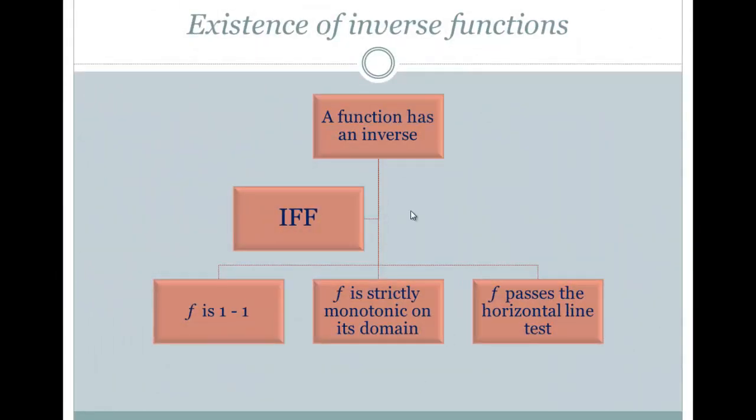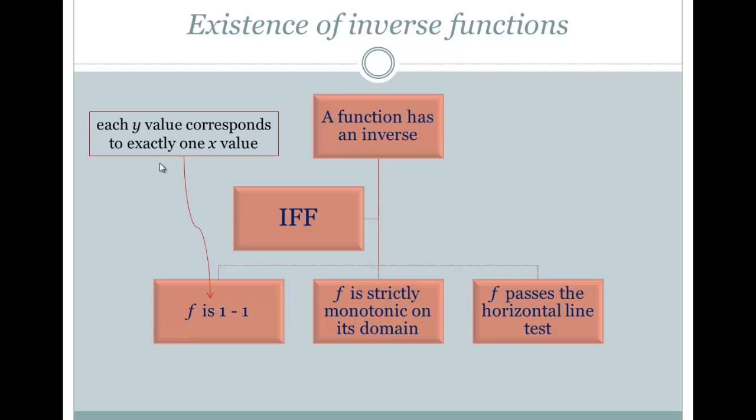First, let's determine if a function has an inverse. That's first and foremost. And so we've got three properties here we have to look at. One is f is 1 to 1. Not sure if you guys remember what 1 to 1 means, but 1 to 1 means that for each y value in the range, it corresponds to exactly one x value. So every y value is associated with only one x value. That's what it means to be 1 to 1.